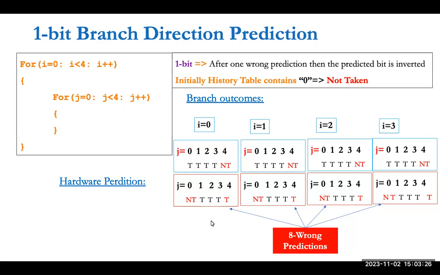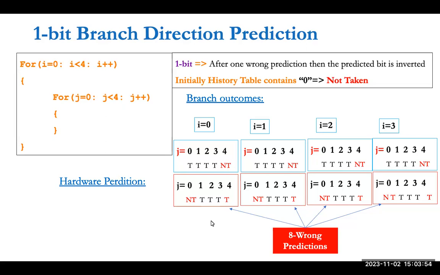This is one of the branch direction predictions, but as we said, it does not give an accurate or precise result. So then we go for the 2-bit saturating counter, which can maintain more history.